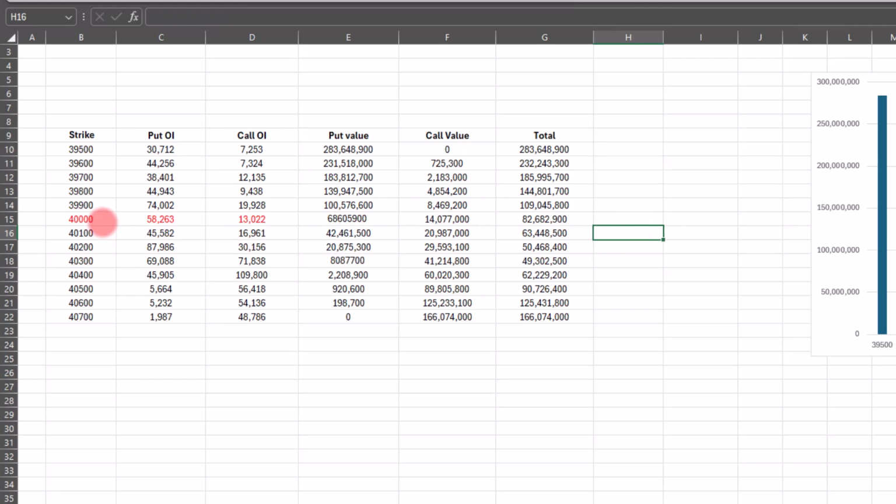Well, if the market closes at 40,000, remember that's always our assumption. We're going to assume that the market closes at each of these rows. So if the market closes at 40,000, all of these puts are out of the money, but all of these are in the money. So let's do the same calculation. What would they be worth?